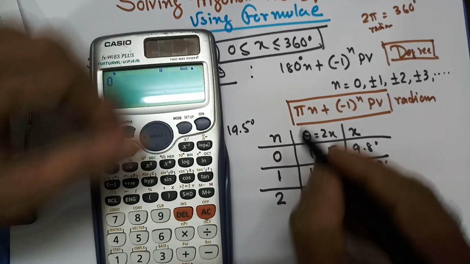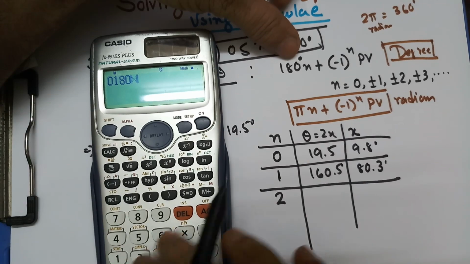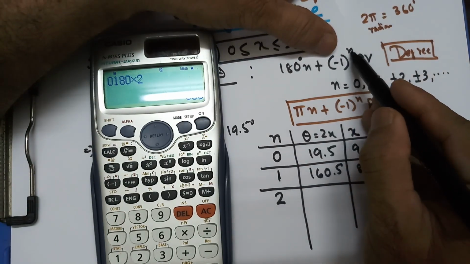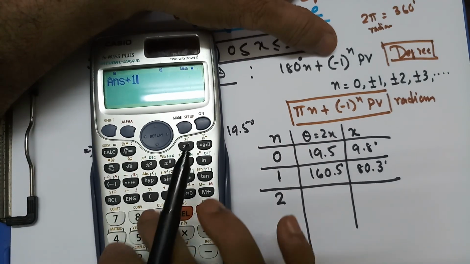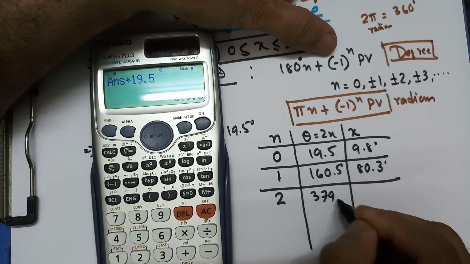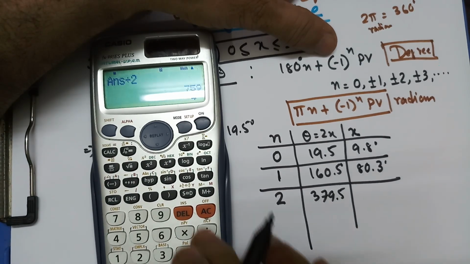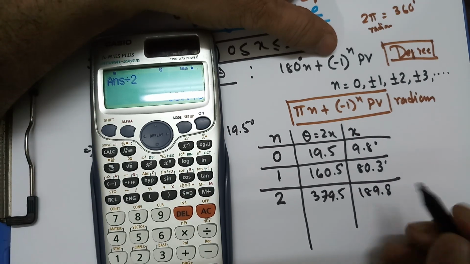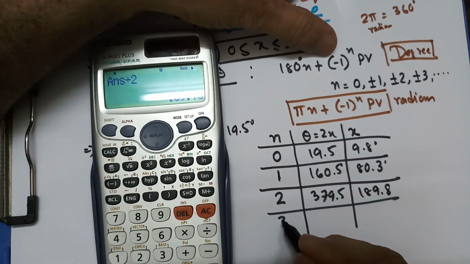Okay, now I'm going to use 2. The value of n is supposed to be 2. Now 180 times 2, that's going to be 360. Now minus 1 to the power 2, that's going to be positive, so positive 19.5, and this is going to give me 379.5 divided by 2, which is going to be 189.8.